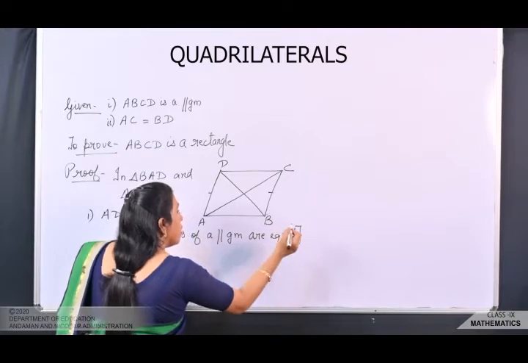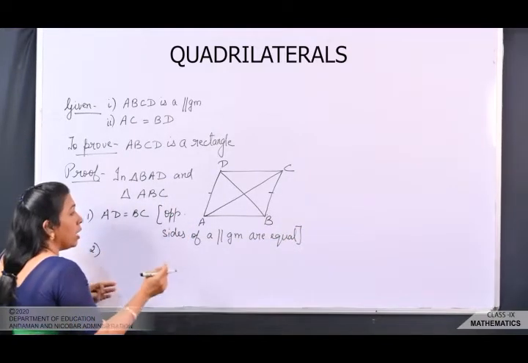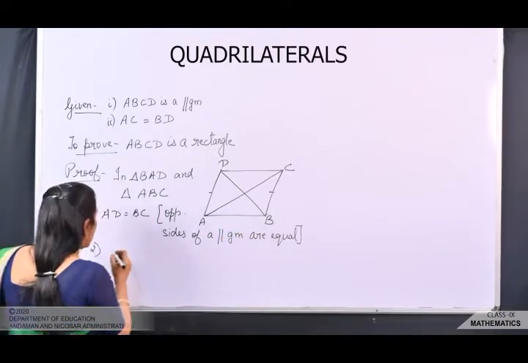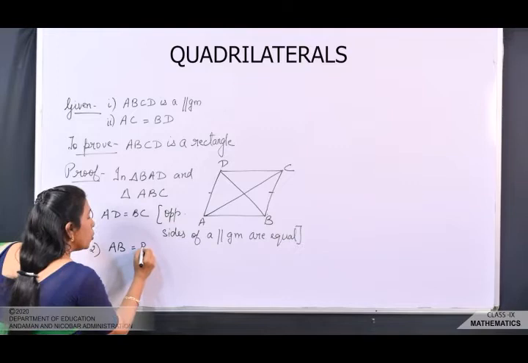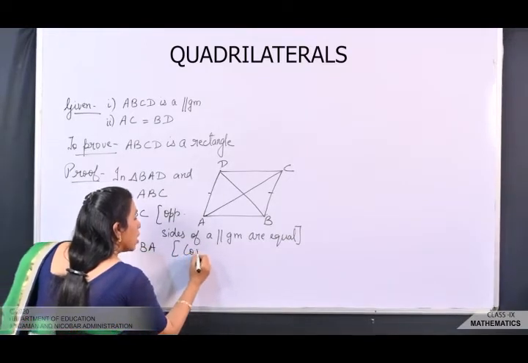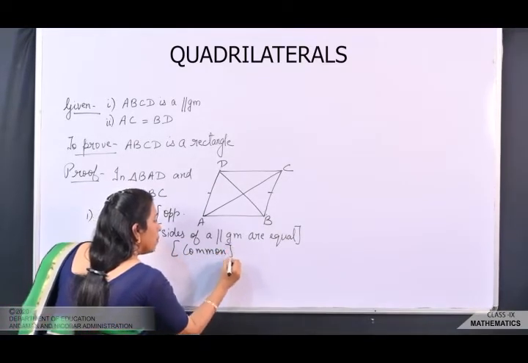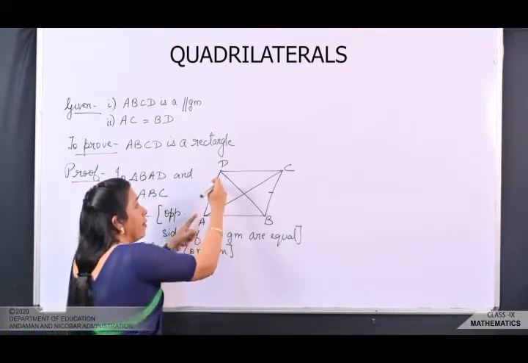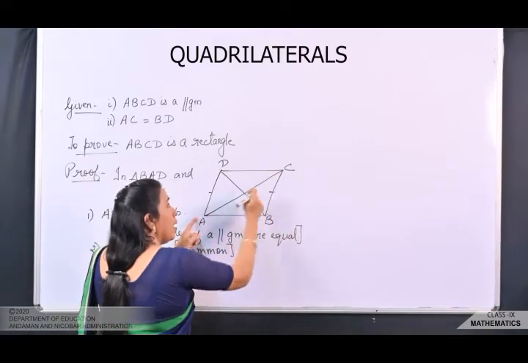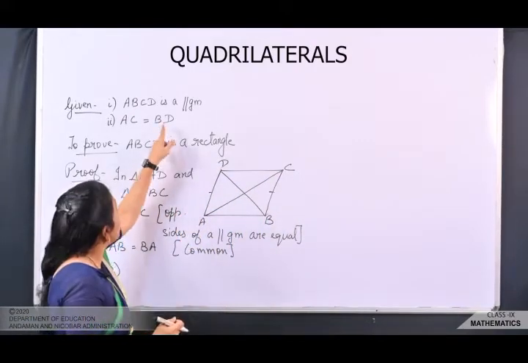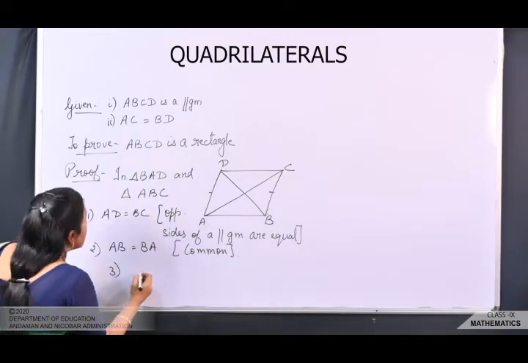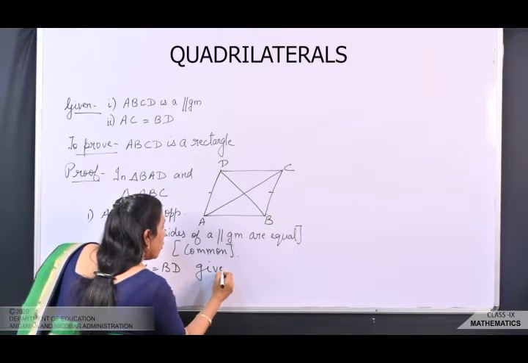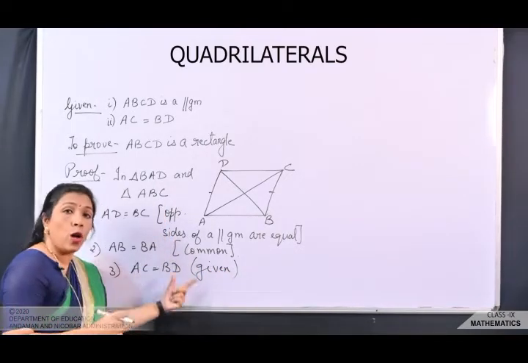Okay? Next, the second one. Here AB is common to both the triangles. So AB is equal to BA and the reason is common. Fine? And the third one. See, in this triangle BD and in this triangle AC, they both are equal because यहाँ पे दिया हुआ है आपको. तो it is AC is equal to BD and the reason is given. Fine? We got all the 3 equal parts.